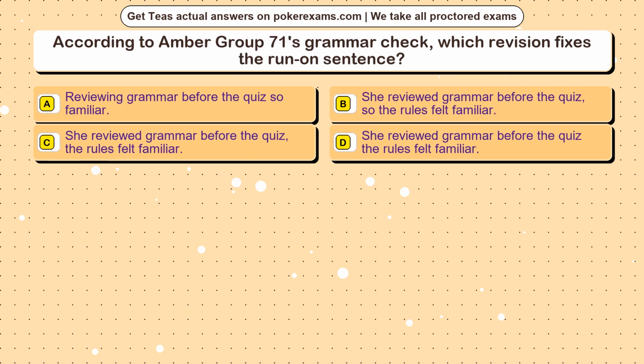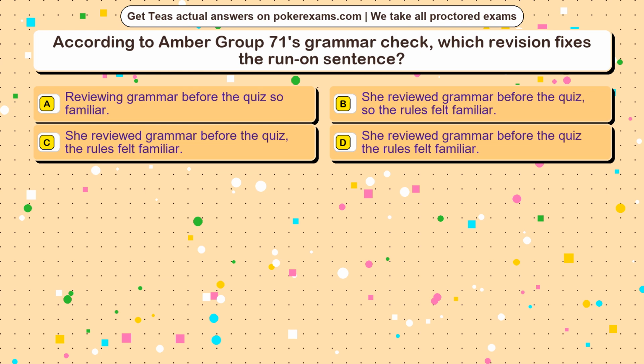Question 24. According to Amber Group 71's grammar check, which revision fixes the run-on sentence? Option A, reviewing grammar before the quiz so familiar. Option B, she reviewed grammar before the quiz, so the rules felt familiar. Option C, she reviewed grammar before the quiz, the rules felt familiar. Option D, she reviewed grammar before the quiz, the rules felt familiar.